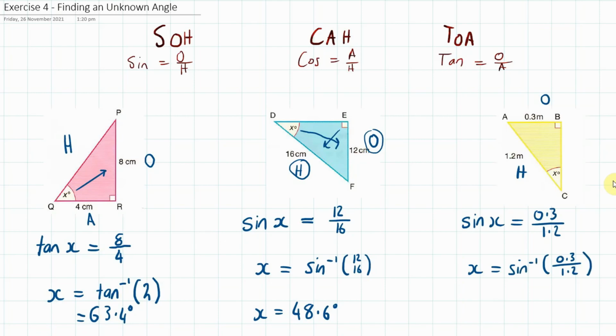And now we're going to do the same thing again. We go shift sine, which will give us that sine -1 symbol, or inverse sine. Then we put 0.3 over the fraction 1.2 in your calculator. Move the cursor so that you can put in a bracket that goes around the whole thing.